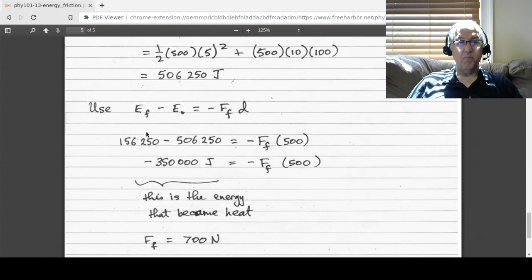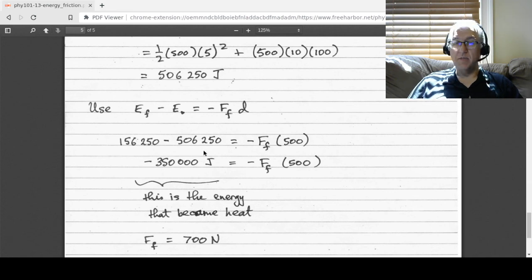All right, so we're going to use our formula that the final energy minus the initial energy is equal to the work due to friction, minus F_f d. Okay, our final energy from above was 156,250 joules. Our initial energy was 506,250 joules. I said 450 kilojoules. It's 350 kilojoules. Sorry about that. Okay, so 350 kilojoules. And the distance was 500. Okay, and so this reduces to a simple formula in which there's only a force of friction, and that gives us that the force of friction must be 700 newtons.